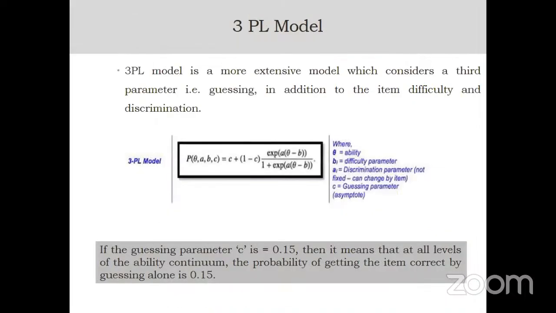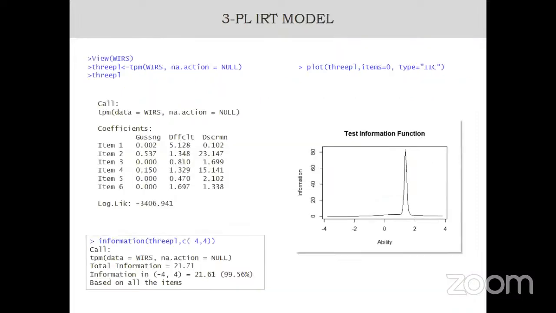3PL model, here we considered the guessing parameter as well. So this is again the output of the 3PL model. I fitted it on a particular data set, and here if you look at the output, you will get 3 different columns: difficulty level, discrimination level, and the guessing parameter as well. There are 6 items in this data set, and for the guessing parameter, there are 2 items which have a very high guessing level: item number 2 and 4.